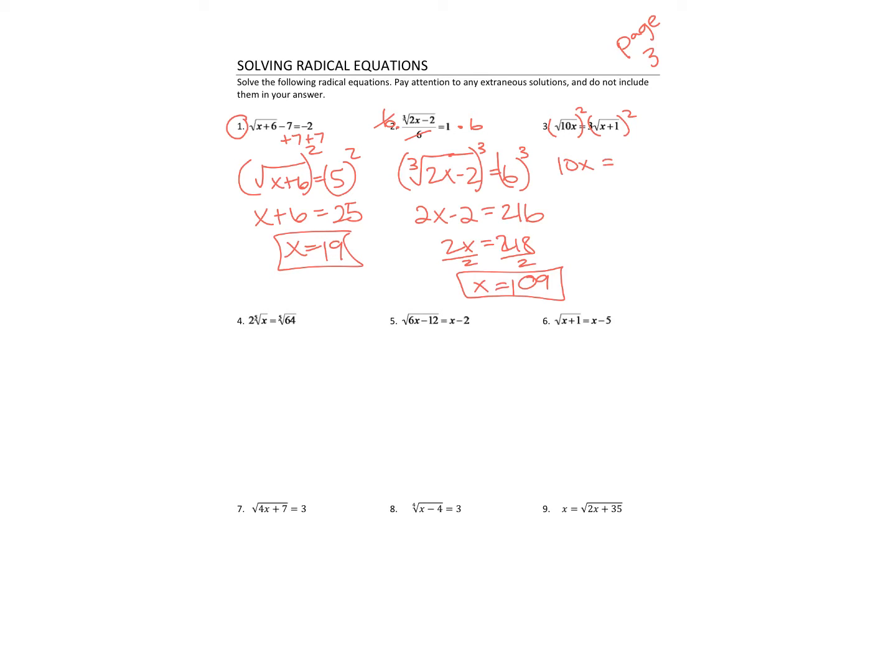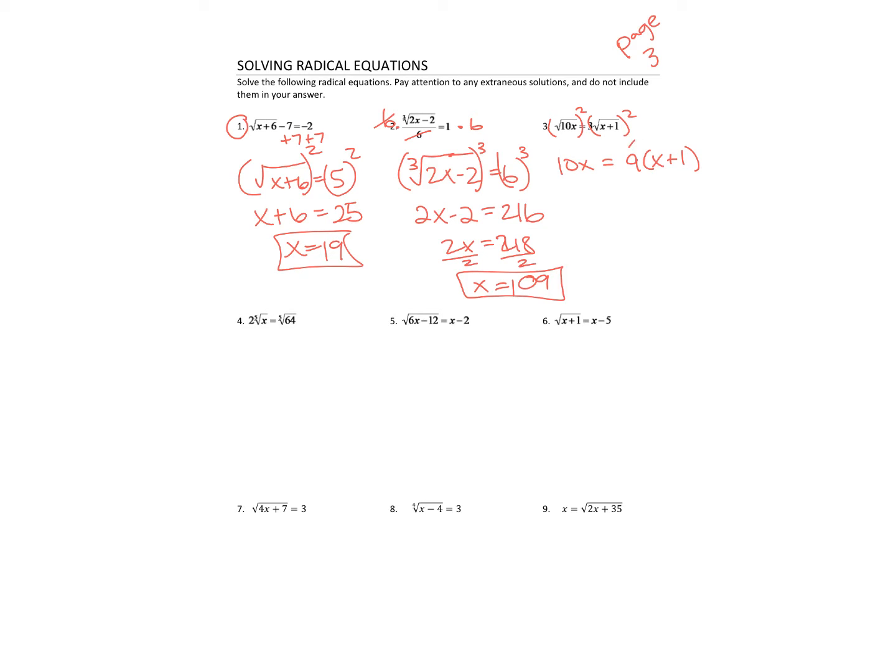Now be careful, on the right side, this was 3 times the square root of x plus 1. So I'm going to square the 3 and get 9. And I'm going to square the square root of x plus 1 and get x plus 1. I'm going to keep the x plus 1 in parentheses. You could put 9 in parentheses too if you wanted. But the reason I do that is because it was 3 times the square root. So now it's 9 times x plus 1.